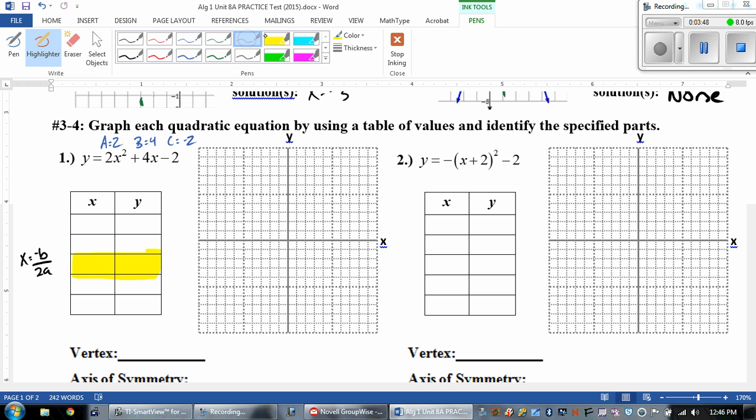All right, so x equals the opposite of b, so -4 over 2 times 2. Well, -4 stays on the top, 2 times 2 is 4, and -4 divided by 4 is -1. So that tells me that that point is -1, and then I need to go 2 numbers below and 2 numbers above.